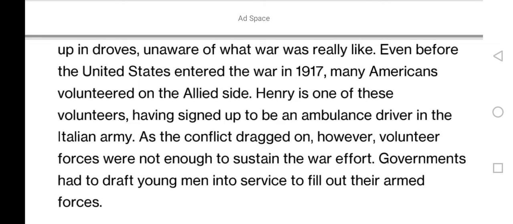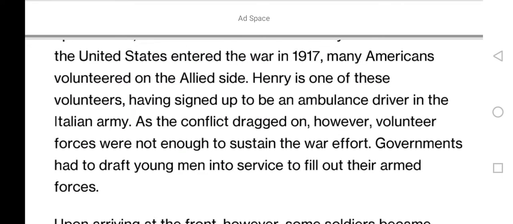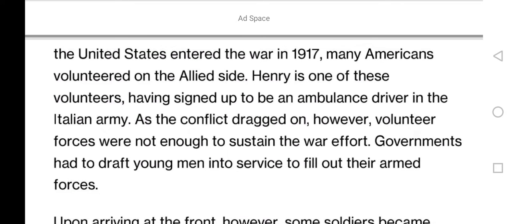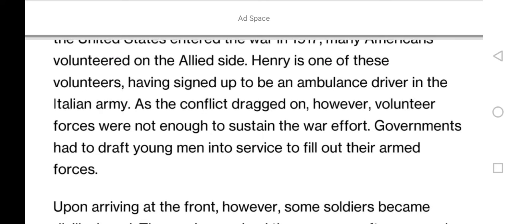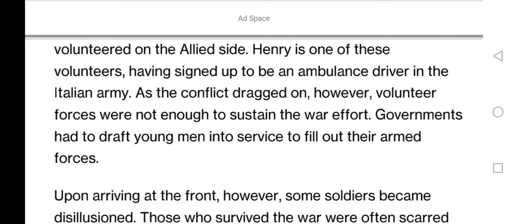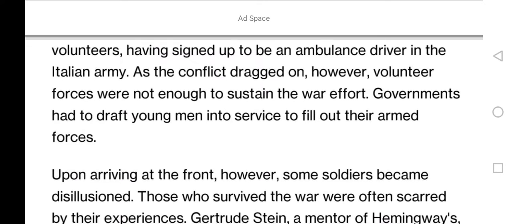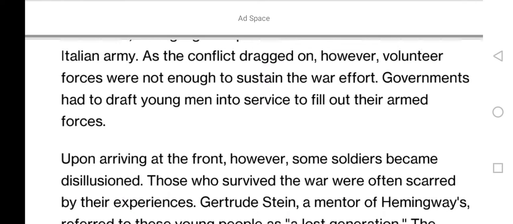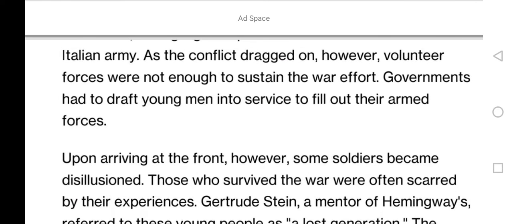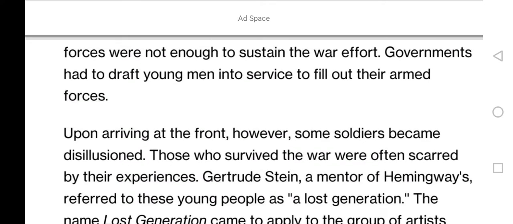Even before the United States entered the war in 1917, many Americans volunteered on the Allied side. Henry is one of these volunteers, having signed up to be an ambulance driver in the Italian army. As the conflict dragged on, however, volunteer forces were not enough to sustain the war effort. Governments had to draft young men into service to fill out their armed forces.